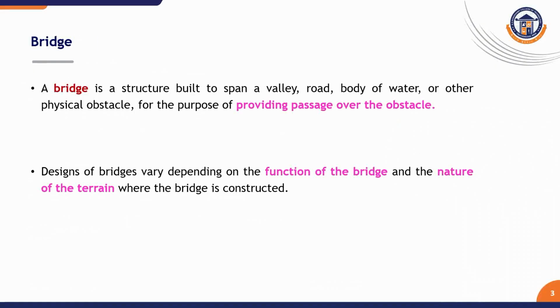Let's see the definition of a bridge. A bridge is a structure which is built to provide passage over obstacles like rivers, roads or valleys. The design and materials of bridges will depend upon their purpose and the nature of the sites where they are built.